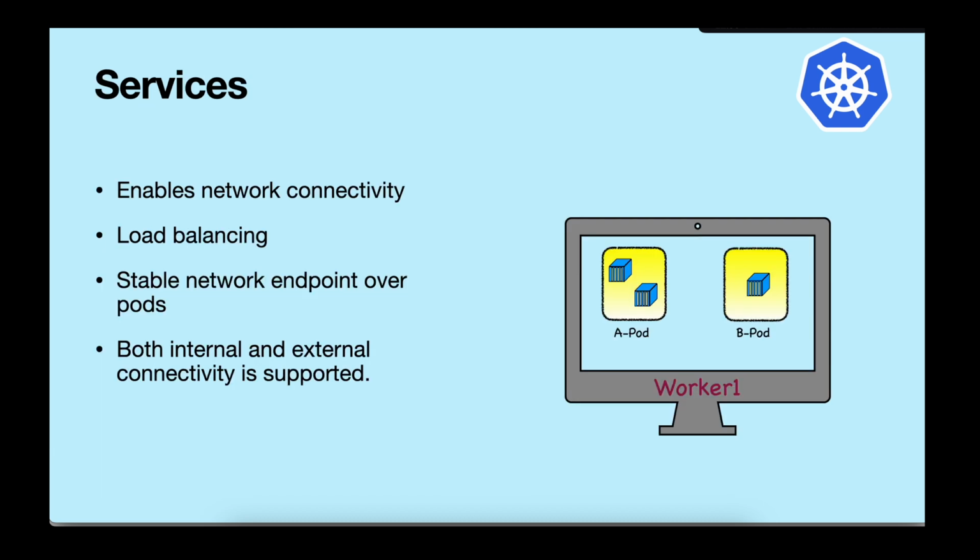Another resource is services. Services enable network connectivity and load balancing for your applications. If you remember, each pod has its own IP address, but these pods are of dynamic nature, meaning they will be created and destroyed on the go, and with them the IP address will change. To come up with a solution, we have these services. These services provide a stable network endpoint that abstracts the dynamic nature of pods. It provides a consistent way to access and communicate with your application, both internally and externally.